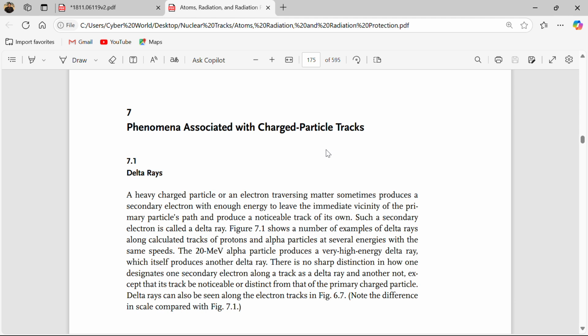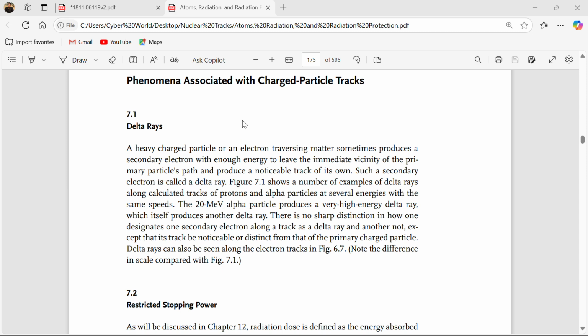It's our 15th lecture of Principal Methods and Applications of Nuclear Tracks, and in this lecture, we are going to discuss chapter number 7 of the book by James E. Turner, and the chapter is Phenomena Associated with Charged Particle Tracks. In this we are discussing the phenomena associated with charged particles and the tracks associated with them. So first of all, we have to discuss the delta ray.